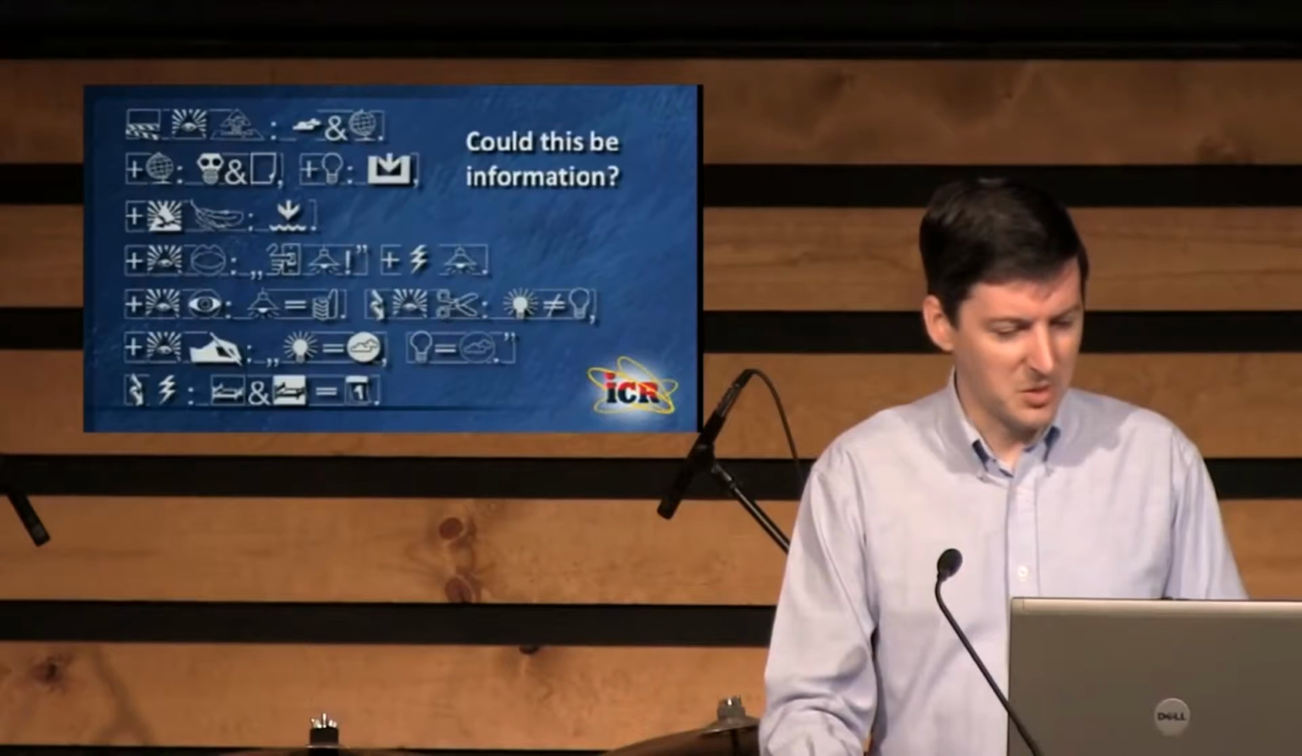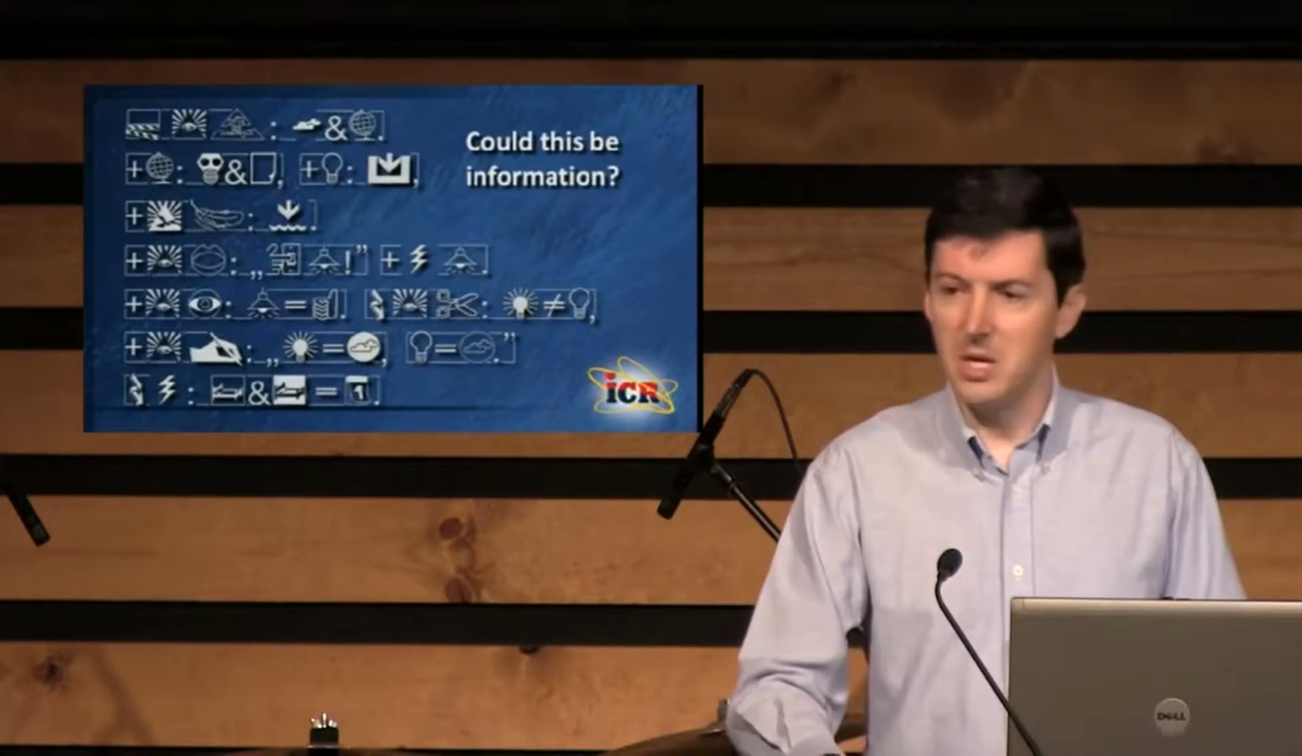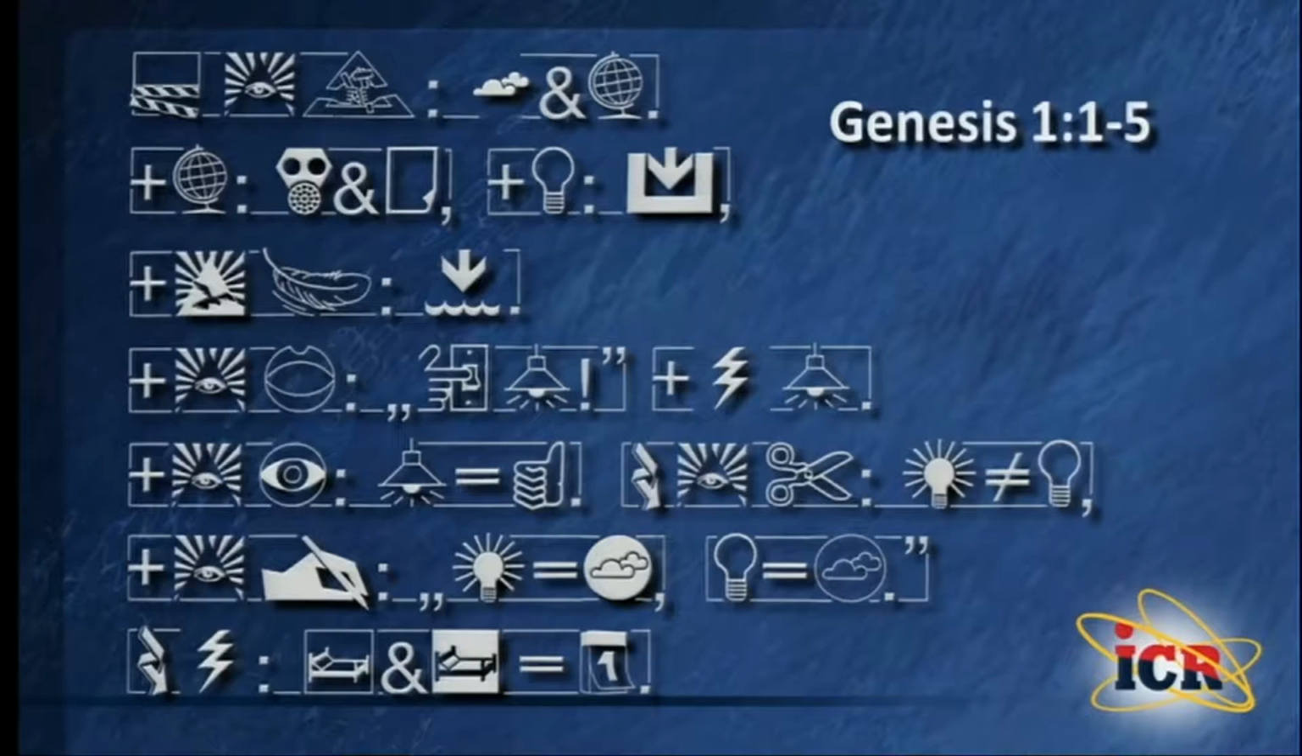So here's a possible example of information. Could this be information? Well, it could be. It looks like there might be a code system there. It turns out it is information, and the way you can tell is you can decode it. If you decode it and it means something, then you know you've got information, right? And it turns out this is actually Genesis 1 through 5, right? Let's take a look at it here.